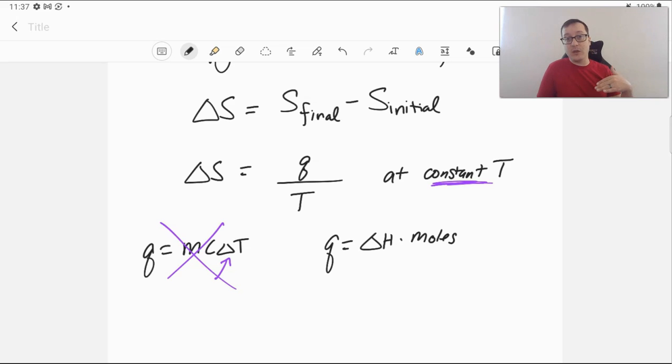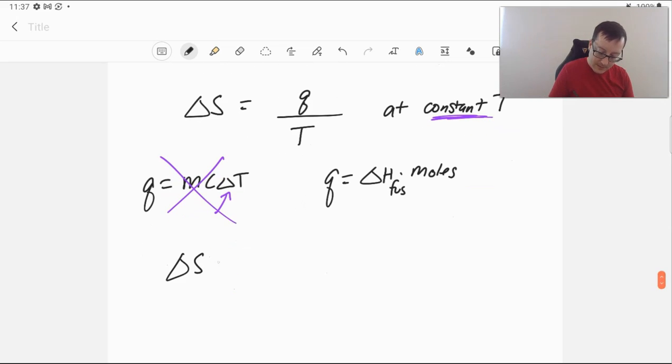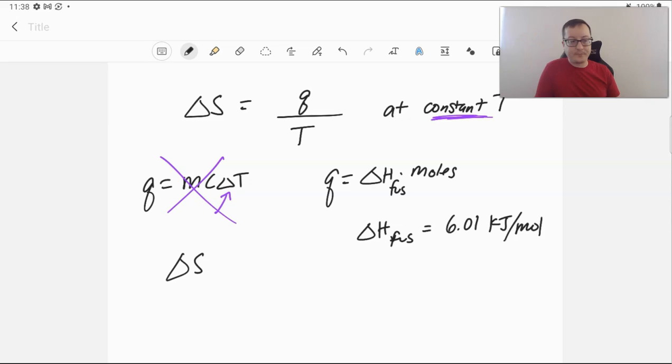There's no temperature change with a phase change, right? So delta H fusion or vaporization, there's no temperature change. So we can use this relationship. And so we can calculate for, say, water, what the entropy associated with melting and freezing would be. So let's do this. It turns out that delta H for fusion of water is 6.01 kilojoules per mole, if I remember correctly. Yes, it is. So we have that there.